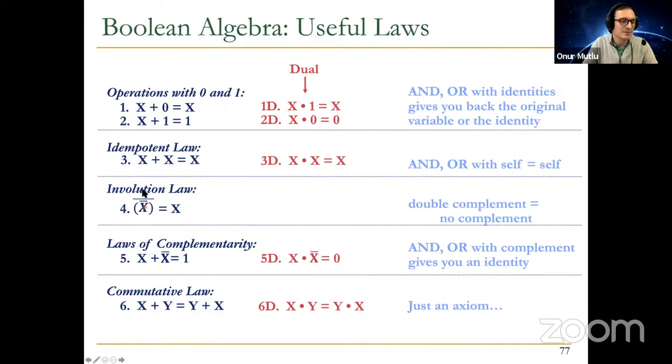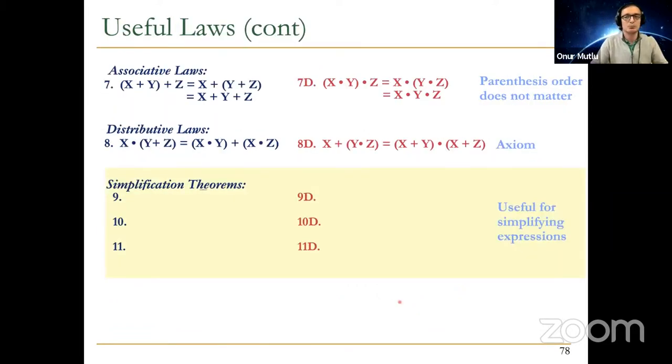So double complement is the value itself, and either X or X bar is true. And these two are duals. We studied this earlier, but these two are duals of each other also. And commutative laws are also duals of each other between AND and OR. Okay, so hopefully these are clear. Hopefully you've studied it also. Let's go into a little bit more over here.